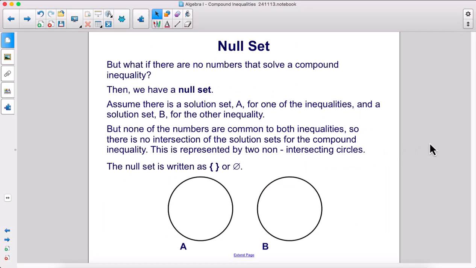But what if there are no numbers that solve a compound inequality? Then we have a null set. Assume there is a solution set A for one of the inequalities and a solution set B for the other inequality, but none of the numbers are common to both inequalities, so there is no intersection of the solution sets for the compound inequality. This is represented by two non-intersecting circles. The null set is written as empty curly braces or an O with a line through it.